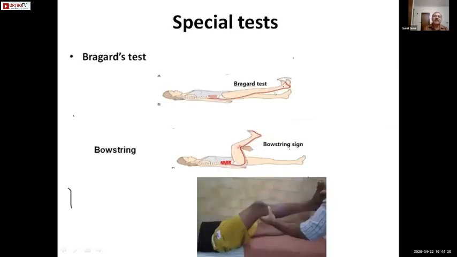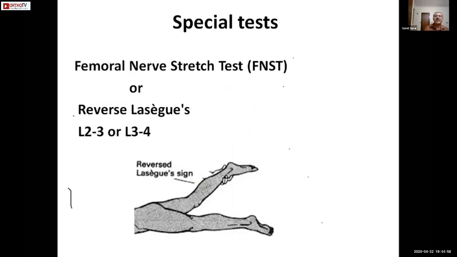Then we have the Bragard's test. In the SLR test, we just lift the limb, and where the pain has appeared, you can just flex the knee a little. Whereas in the Bragard's test, at the point where the SLR was positive, you bring down the limb a little and then dorsiflex the ankle. That would again stretch the nerve root and cause the pain. Then the bowstring stretch test, where after doing the SLR, you bring down the limb a little and then press on the lateral popliteal nerve, and that will cause an increase in pain. So these are the special nerve root stretch tests in case of PIVD.